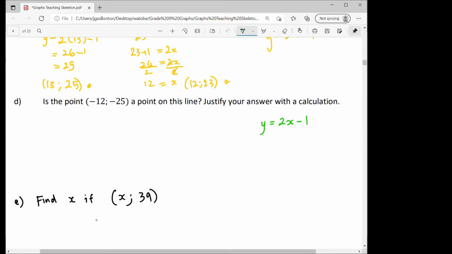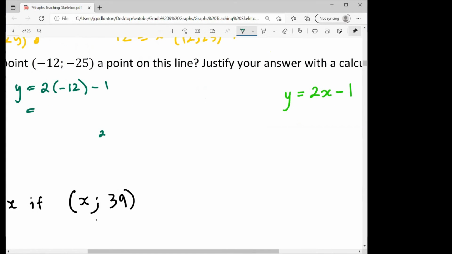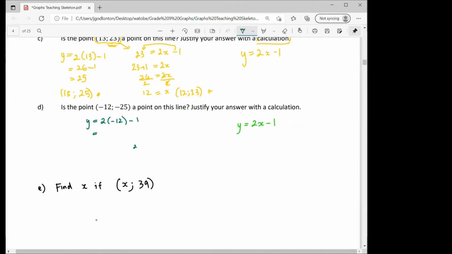Okay, so for D, y is equal to 2 times negative 12 minus 1. Remember, those brackets are super important. I don't think you used your brackets, and I think that's why it didn't come out right for you. Always use your brackets. So then we have negative 24, minus 1, which is negative 25, which is the same. So negative 12 and negative 25 is definitely a point on the graph.